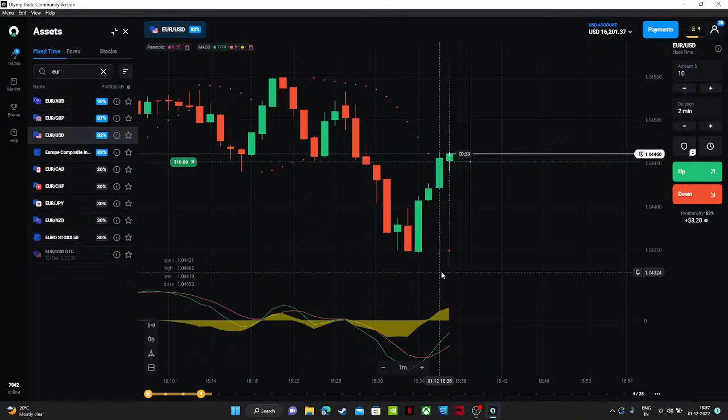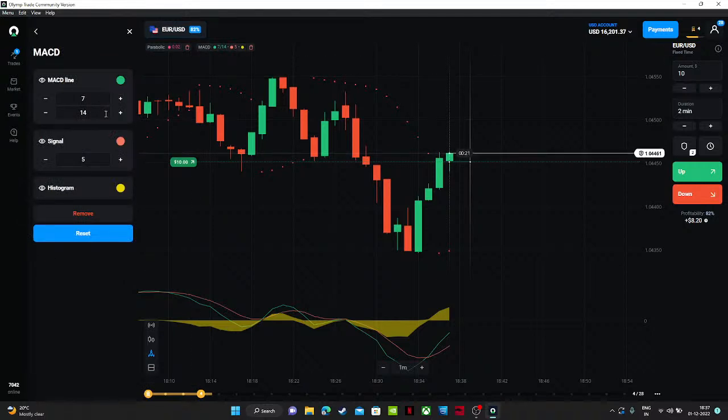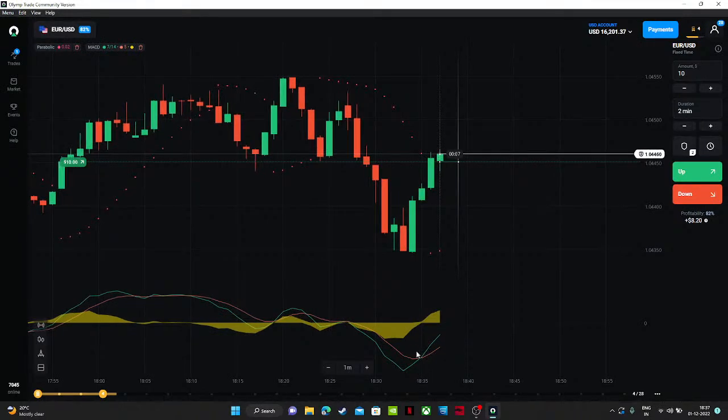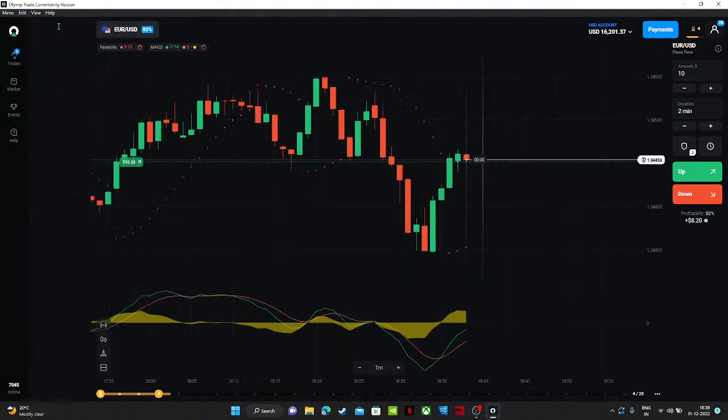Okay, so guys, if you do not have advanced status on the platform, these will be the values that you need to apply. You will apply the parabolic with the default value 0.02, and this will be the setting of the MACD. MACD line with period 7 and 14. The signal line will be period 5, and in the histogram. So whenever the MACD cloud is above the zero line or the green line is intersecting the orange line in the upward direction and the parabolic is below the candle, this is a signal for a downside trade.